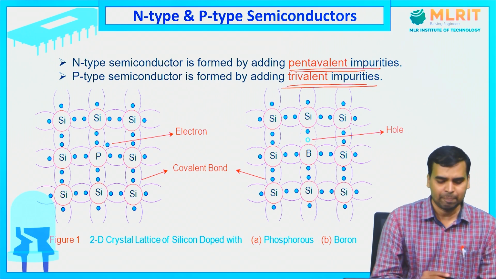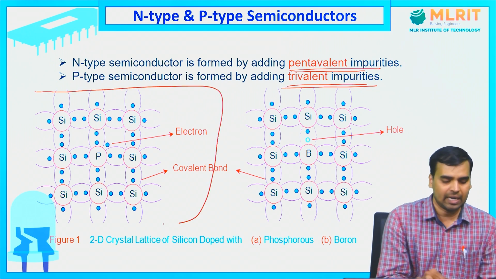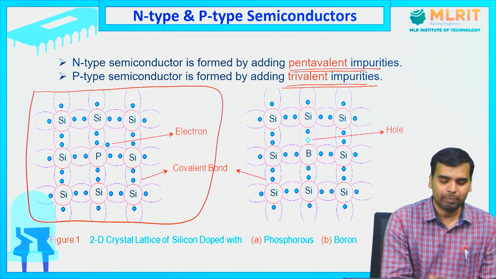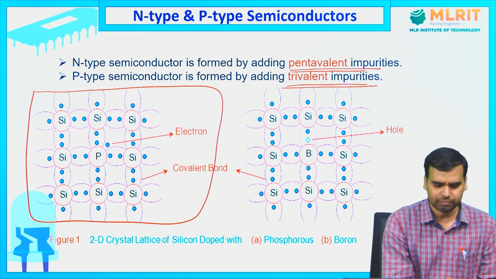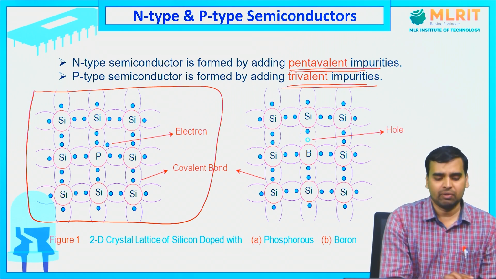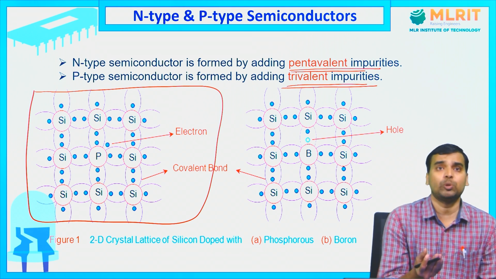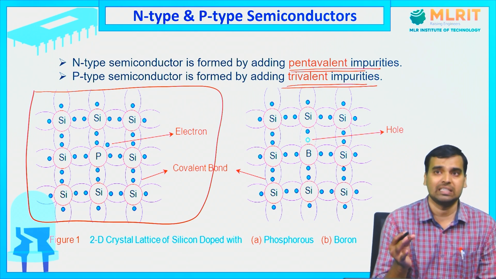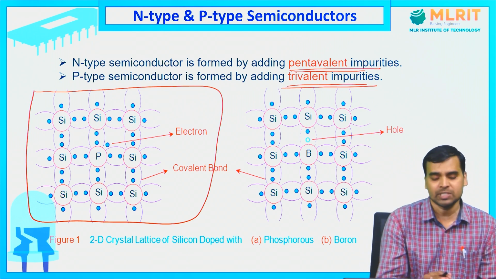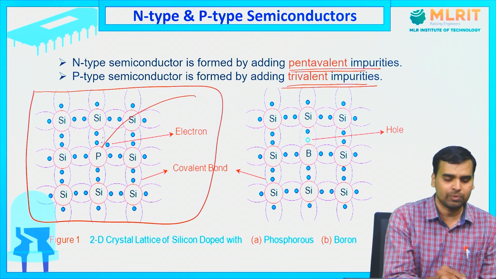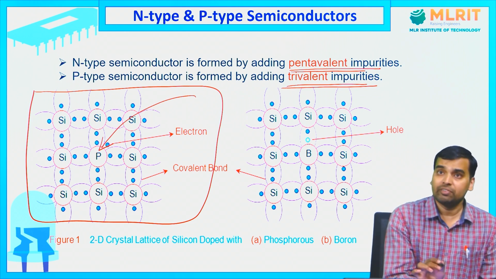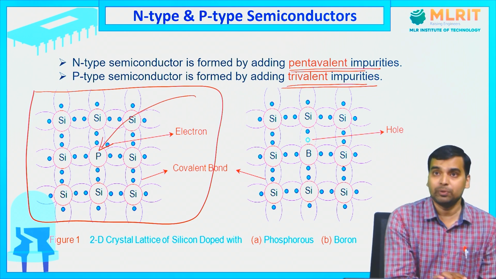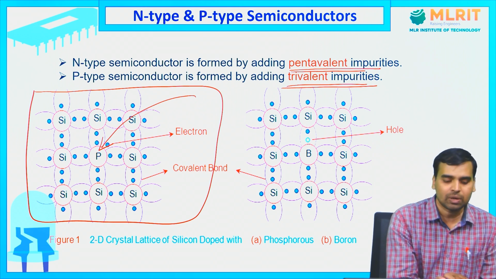Now, here you can see the left side image. This is for N-type semiconductors. When we add pentavalent impurities to the pure semiconductor, for example, here I consider pure silicon structure. In that, I am adding pentavalent impurities. Pentavalent impurities, in the sense, fifth group elements: nitrogen, phosphorus, arsenic, antimony, bismuth. These are all fifth group elements. For example, here I added phosphorus to the pure semiconductor material. When we add pentavalent impurities to the pure semiconductor, those impurity atoms are going to replace the mother atoms.